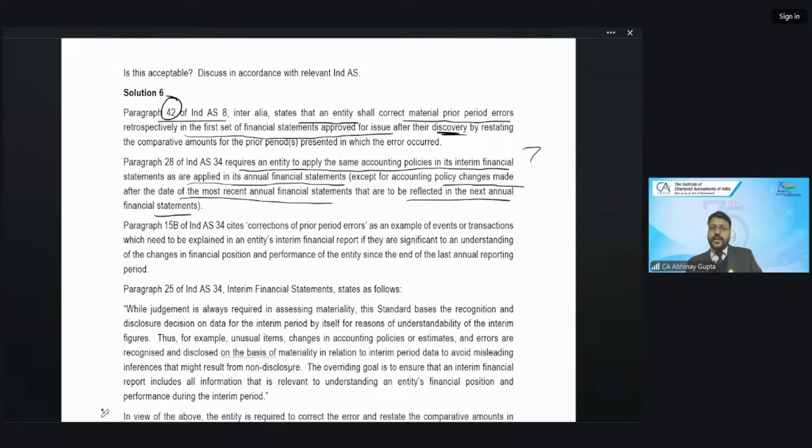So what does para 28 say? Para 28 says, boss, whatever accounting policies you are following in your annual financial statements should be followed in the interim financial reporting as well. It shouldn't be different anywhere.